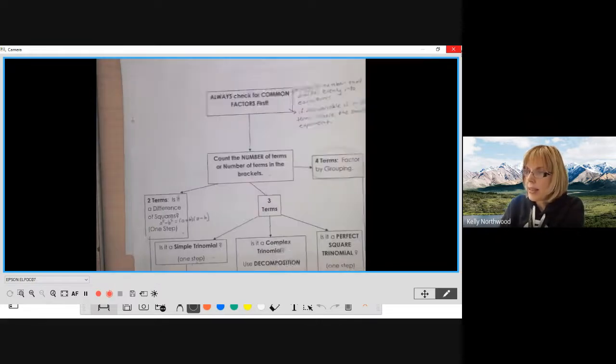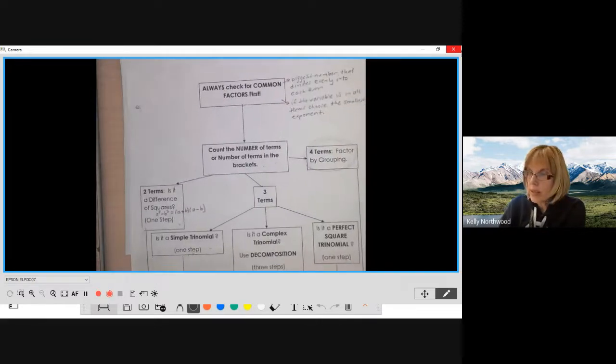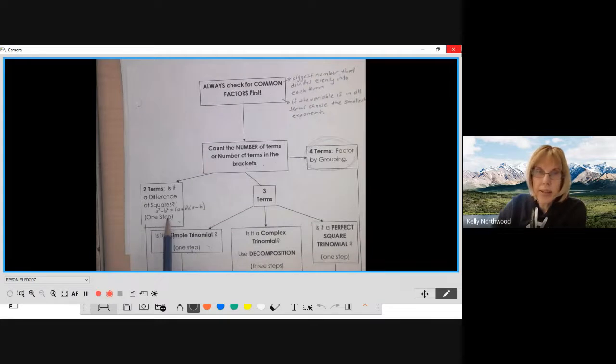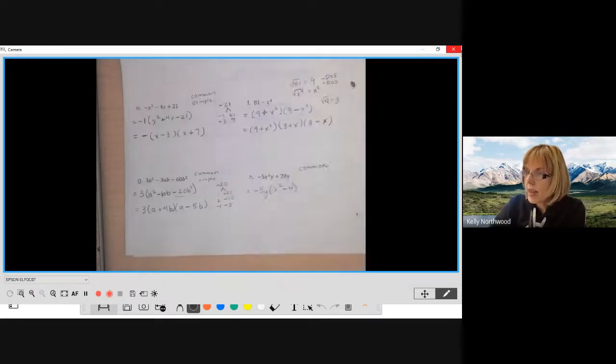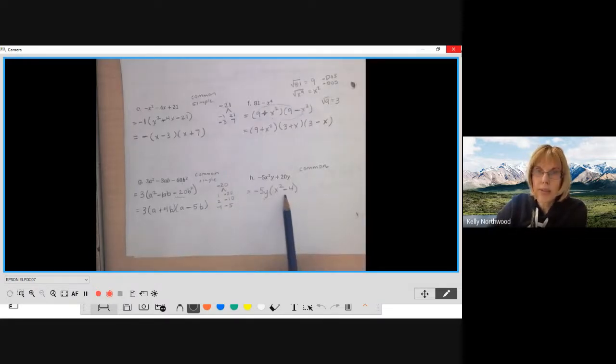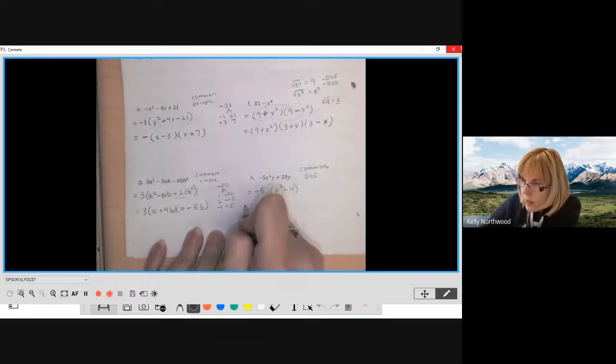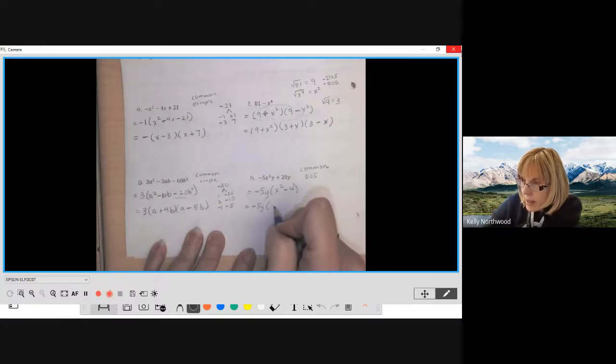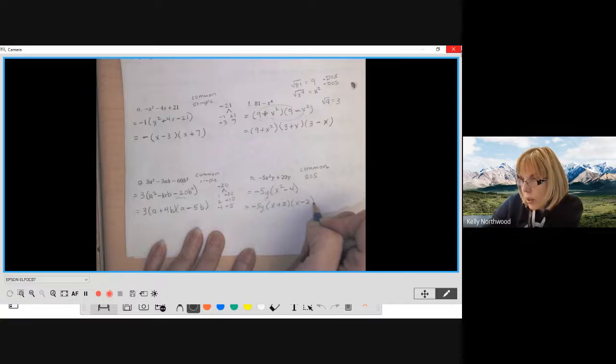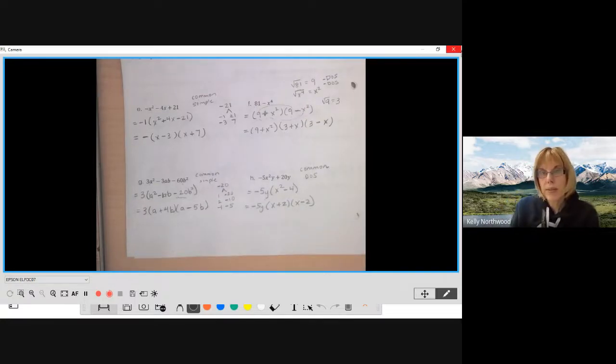So then it says to count the number of terms in the brackets. There's 2. So we are asking ourselves, is it a difference of squares? Is x squared minus 4 a difference of squares? Yes, it is. So we can factor further. X plus 2 times x minus 2. Or x minus 2 times x plus 2. Done.